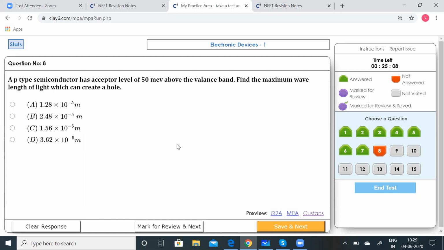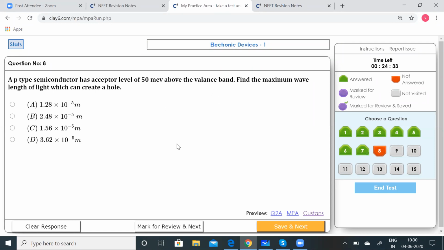A P-type semiconductor has an acceptor level of 50 MeV above the valence band. Find the maximum wavelength of light which can create a hole. This is a quick calculation, one numerical. So let's quickly solve that.